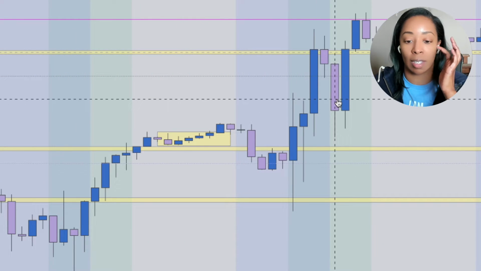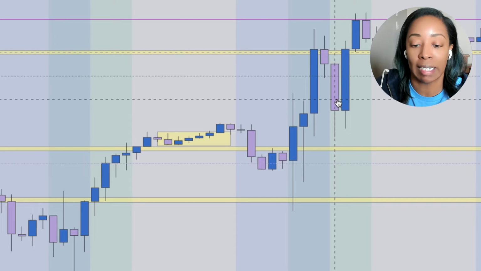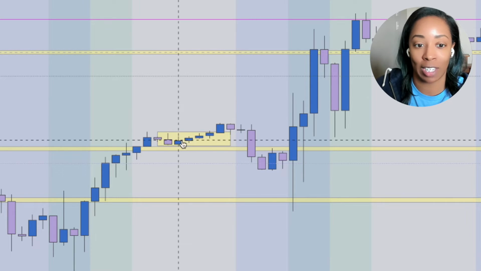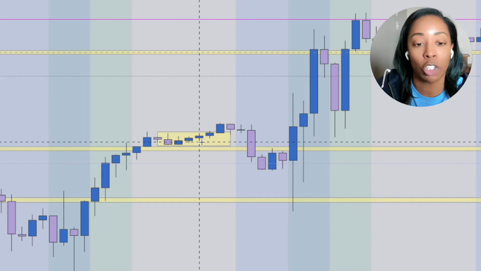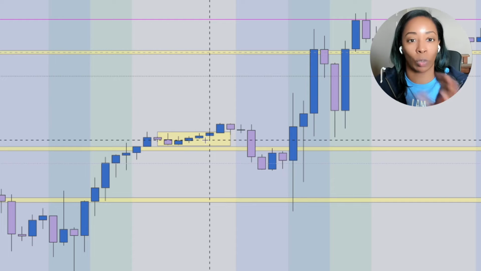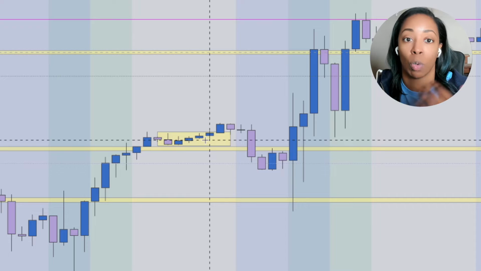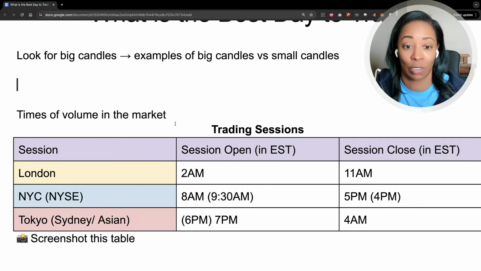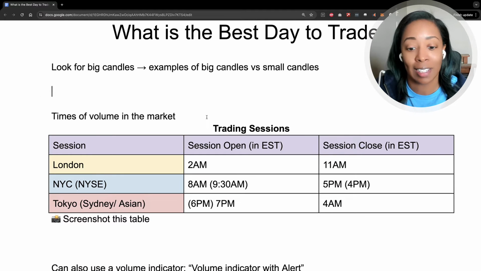So you can see that this is 11 a.m. I'm on Central Time, but it is 12 p.m. New York time. So there are bigger candles here than there are, let's say, at 11 p.m. Eastern time. So that's going to be a really important key, or a really big factor that you play into your trading. If you want to, you can go ahead and screenshot this table, because it's going to be really helpful for you in the future as a reference.